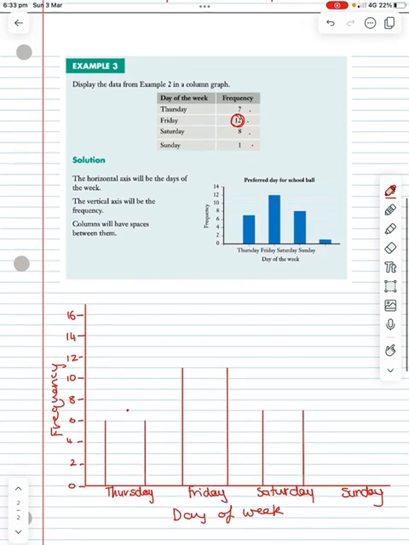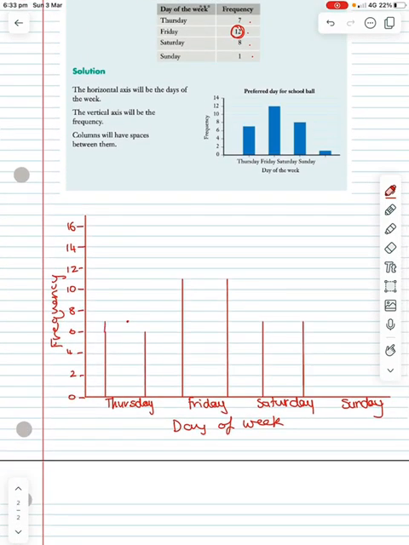So what were we doing? 7. And it's okay if you make mistakes. I made a mistake. You're not going to be perfect every single time. But it's about constantly checking and not being afraid to go back and change it if you have made a mistake. Saturday is 8. And Sunday is 1, which will be here.